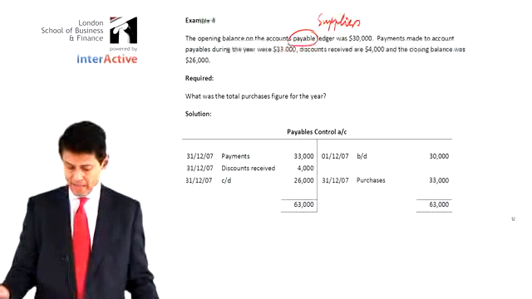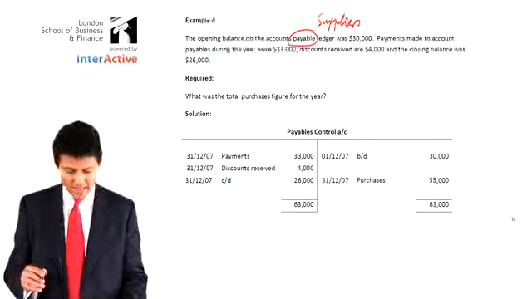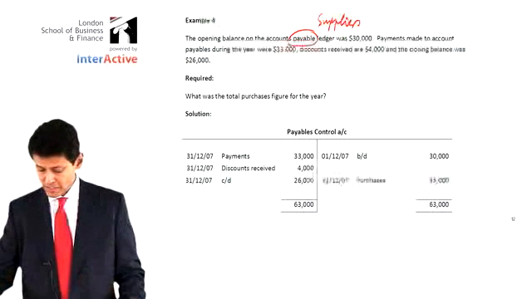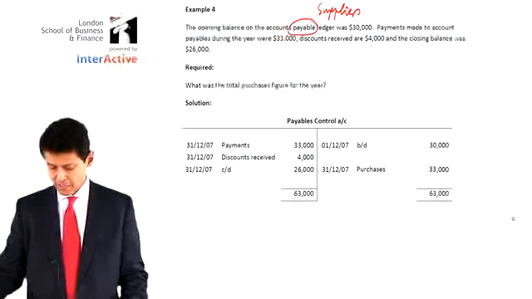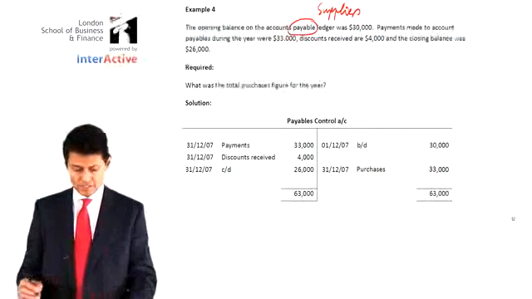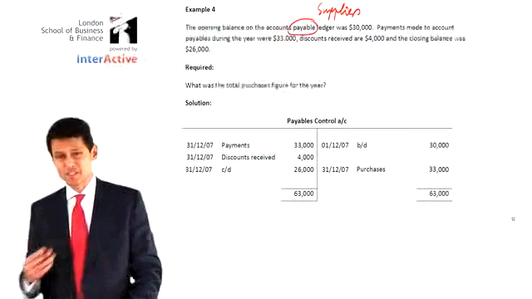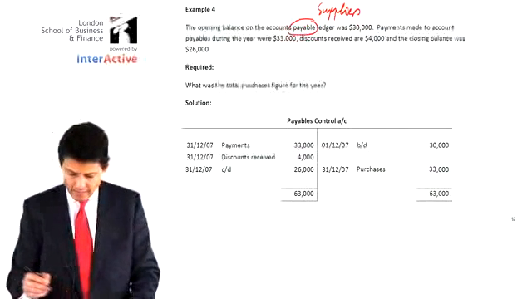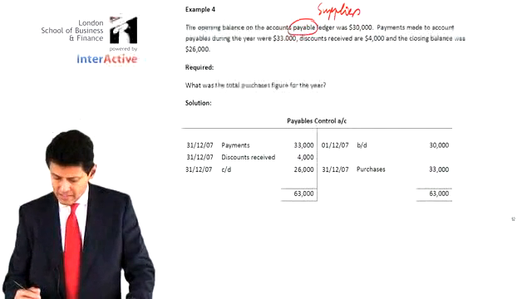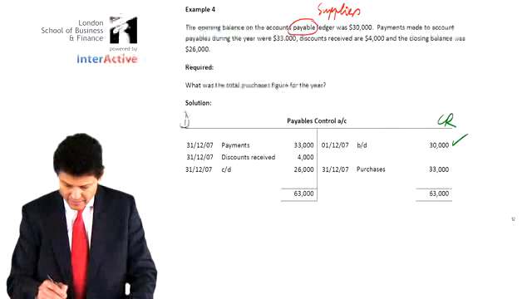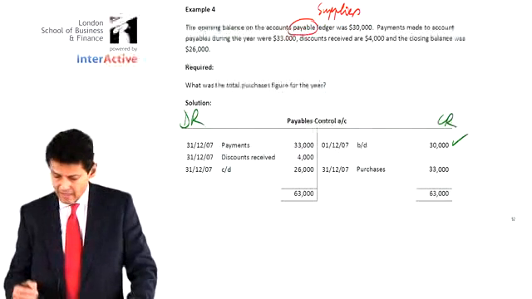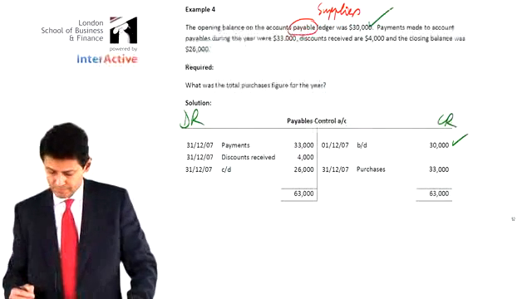So here we have the payables control account, if you want to call it that, or you can call it total purchases. Just for variety, I'll take you through the ready-made answer, since we are well into the swing of this by now. The opening balance is 30,000, so that should be on this side. You can write credit there, debit here. So that takes care of this one.